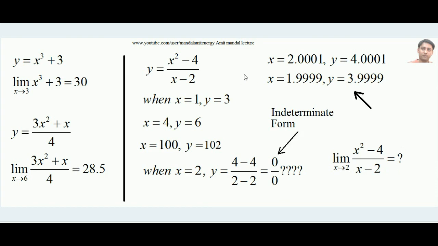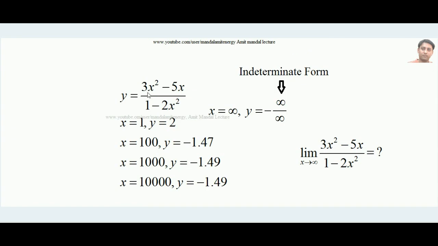Even if I keep a value much closer to 2, like 2.0001, I will get some answer from this function, that is 4.0001. You can calculate it, keep the value and find out. Similarly, if you keep x equals 1.9, you will get y equals 3.9. So for values very close to 2, you still get some answer, but exactly when you keep 2 in this function, you get the 0 by 0 form. The question is, what is the limit of the function when x tends to 2, x square minus 4 upon x minus 2 equals what?